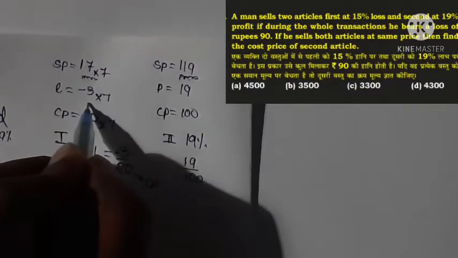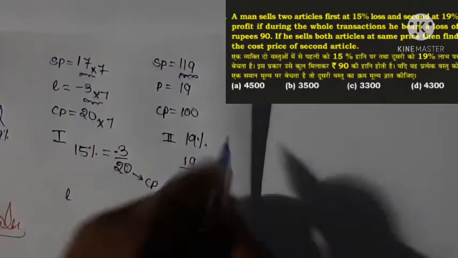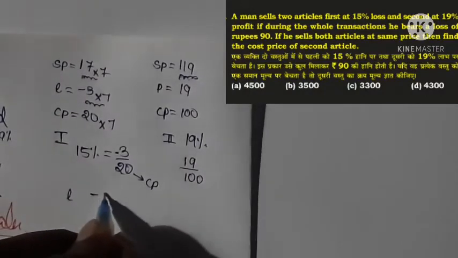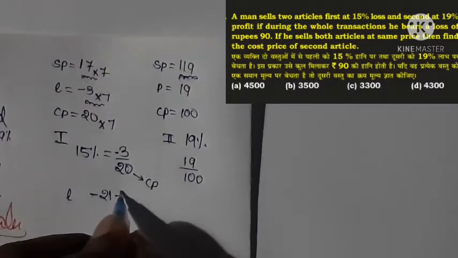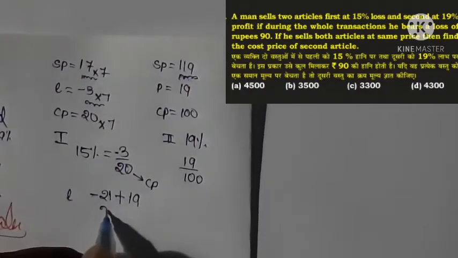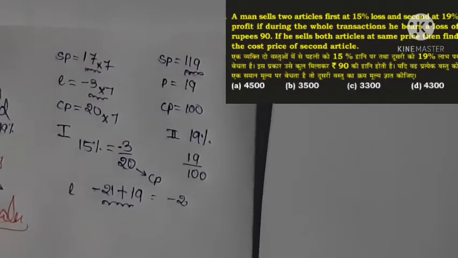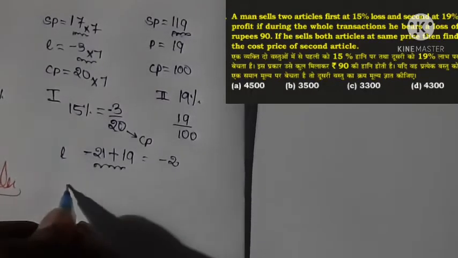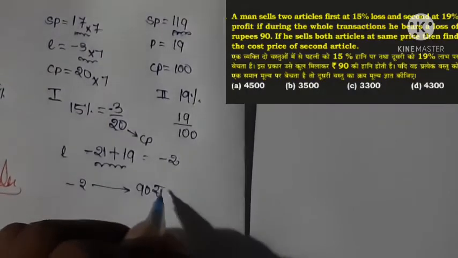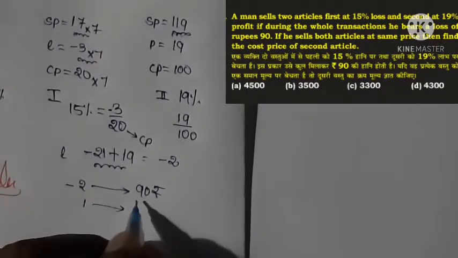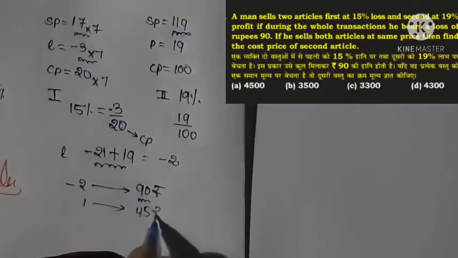Here the loss is, in the overall transactions, minus 21. Here the profit is 19, so plus 19. The overall loss is minus 2. Here minus 2 units represent 90 rupees. So 1 unit represents 90 by 2, so the value is equal to 45 rupees.